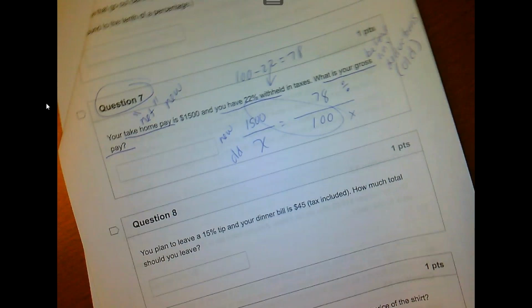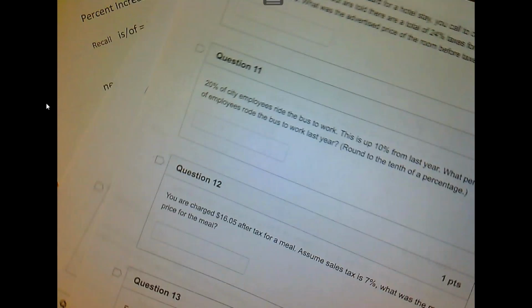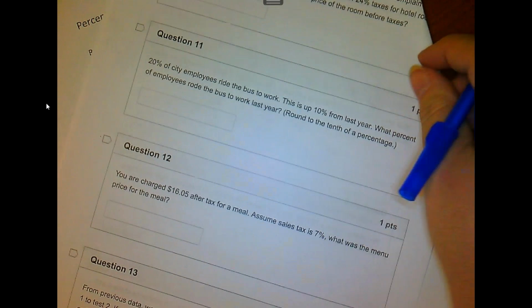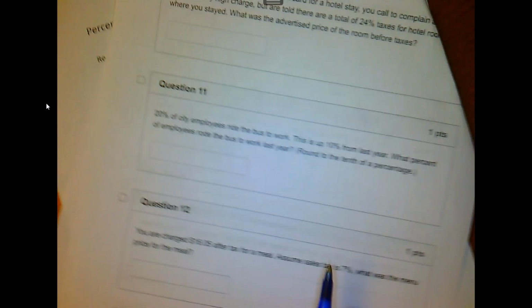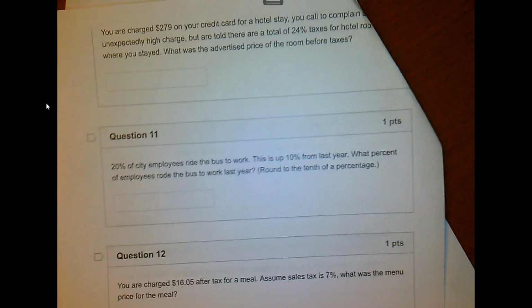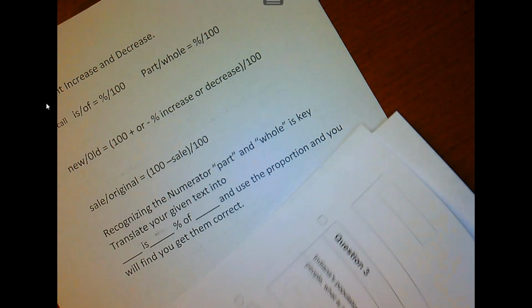11 and 13. Yeah, you don't like these percent ones, do you? Oops. Back up. There was an 8. 8, 8, 8.